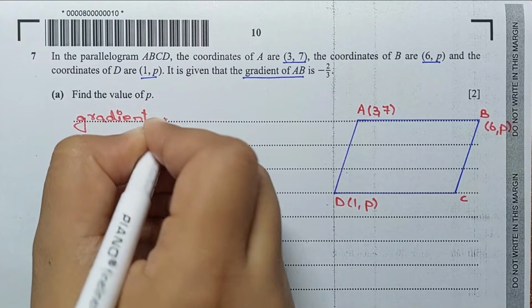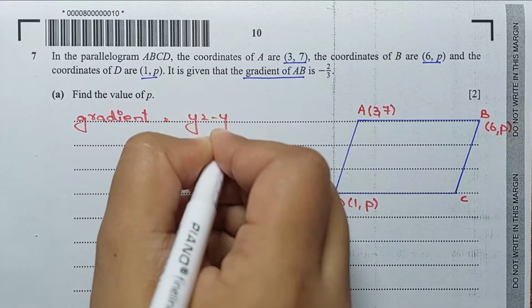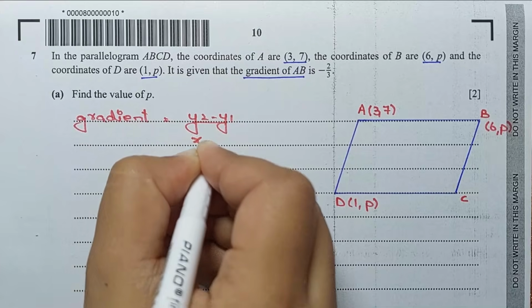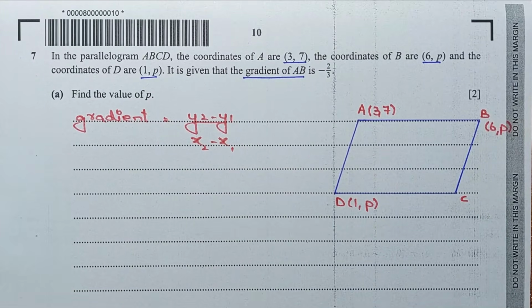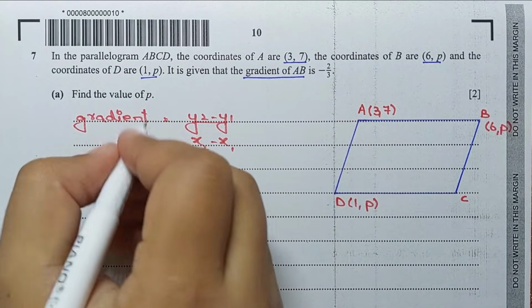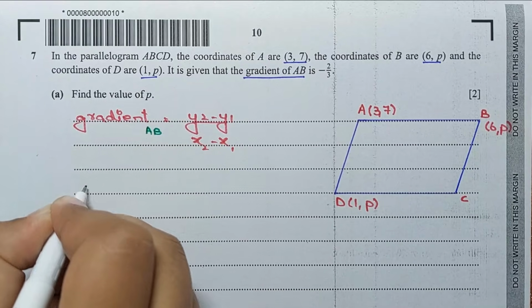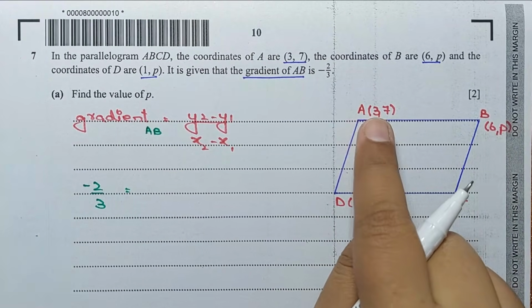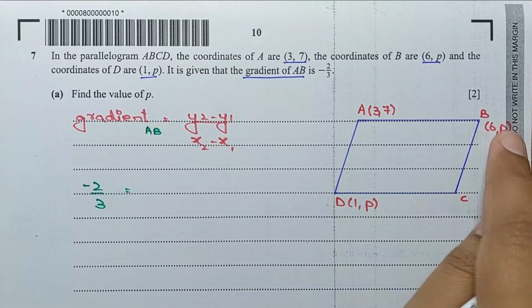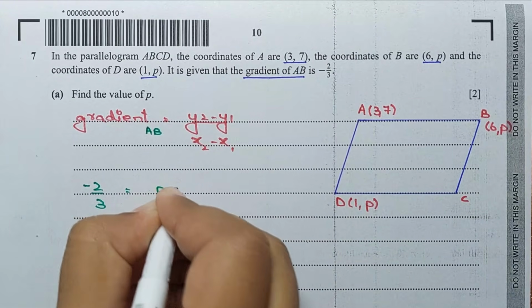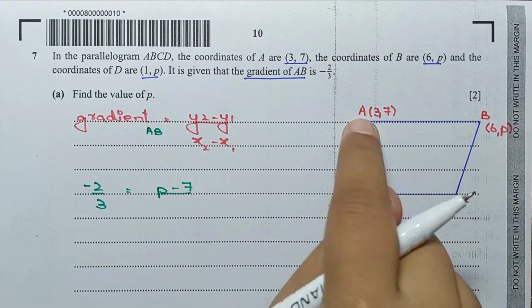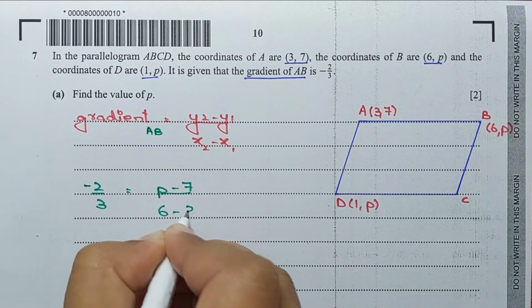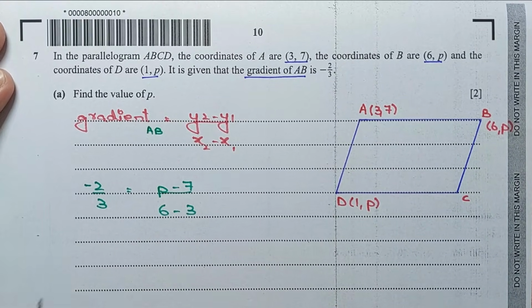Gradient is y2 minus y1 over x2 minus x1. So we have the gradient of AB, which is minus 2 over 3. A is x1 y1, B is x2 y2. So y2 minus y1 is p minus 7, over x2 minus x1, which is 6 minus 3. Let me solve for p.